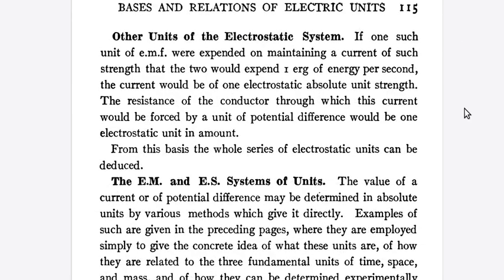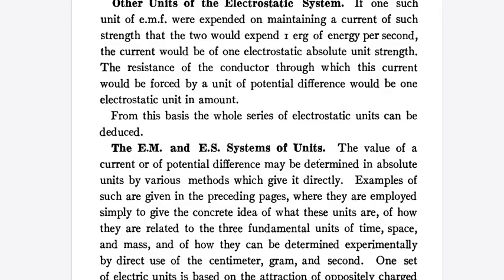Other units of the electrostatic system. If one such unit of electromotive force were expended on maintaining a current of such strength that the two would expend 1 erg of energy per second, the current would be of 1 electrostatic absolute unit strength. The resistance of the conductor through which this current would be forced by a unit of potential difference would be 1 electrostatic unit in amount. From this basis, the whole series of electrostatic units can be deduced.